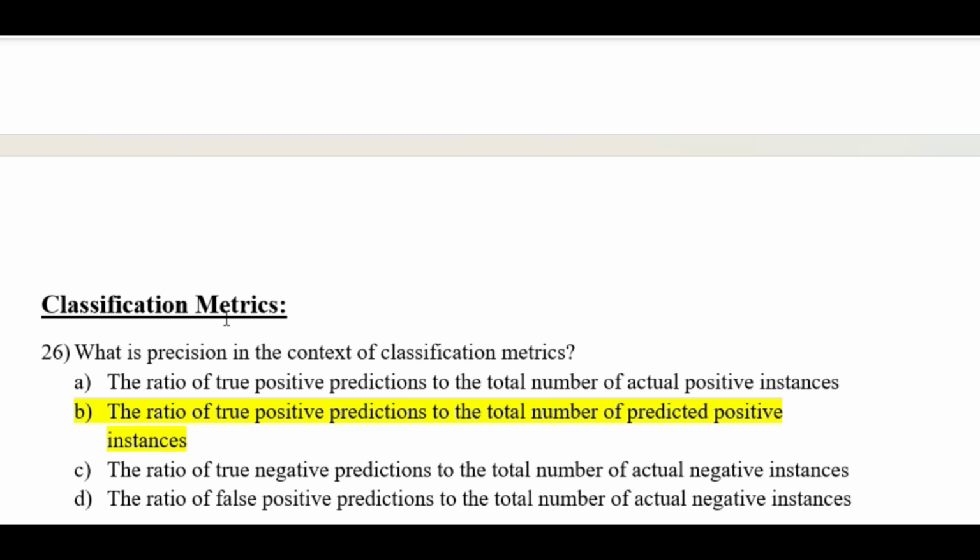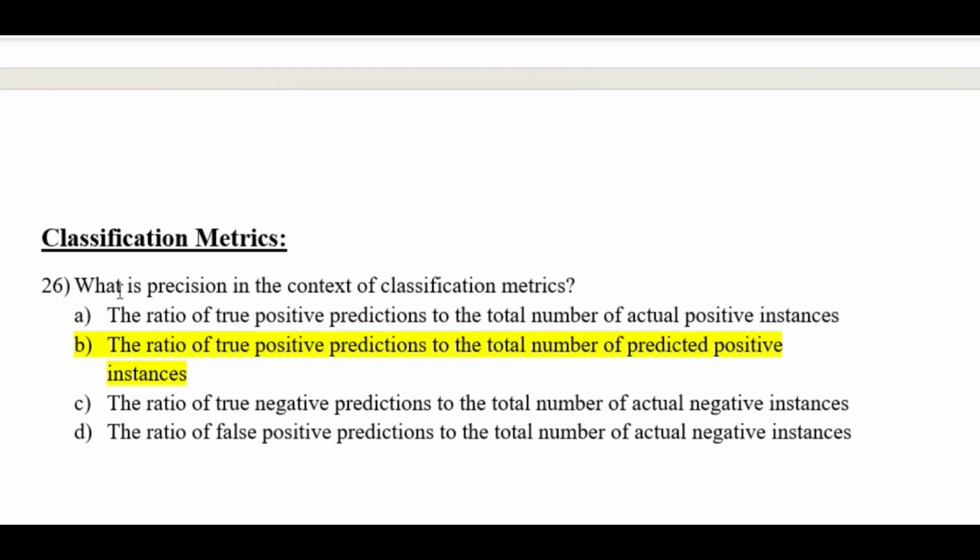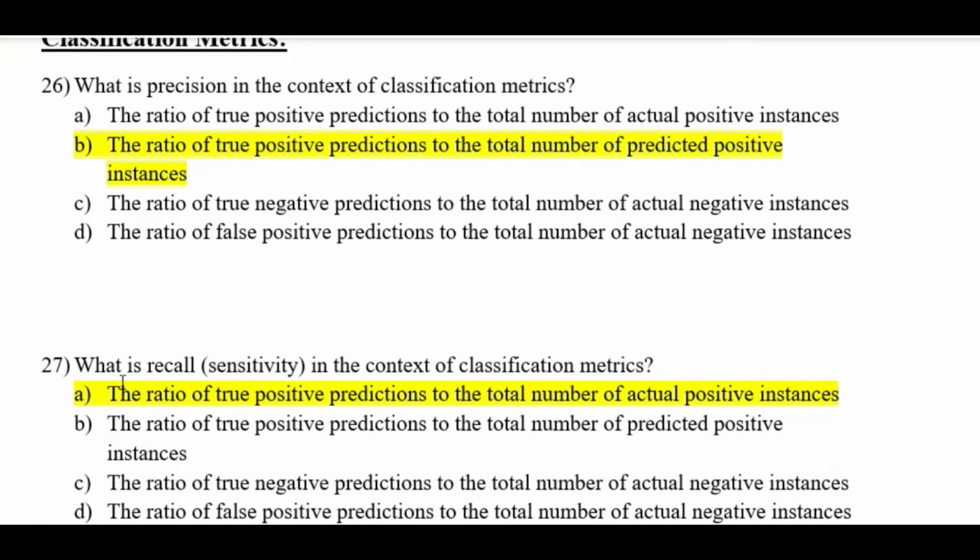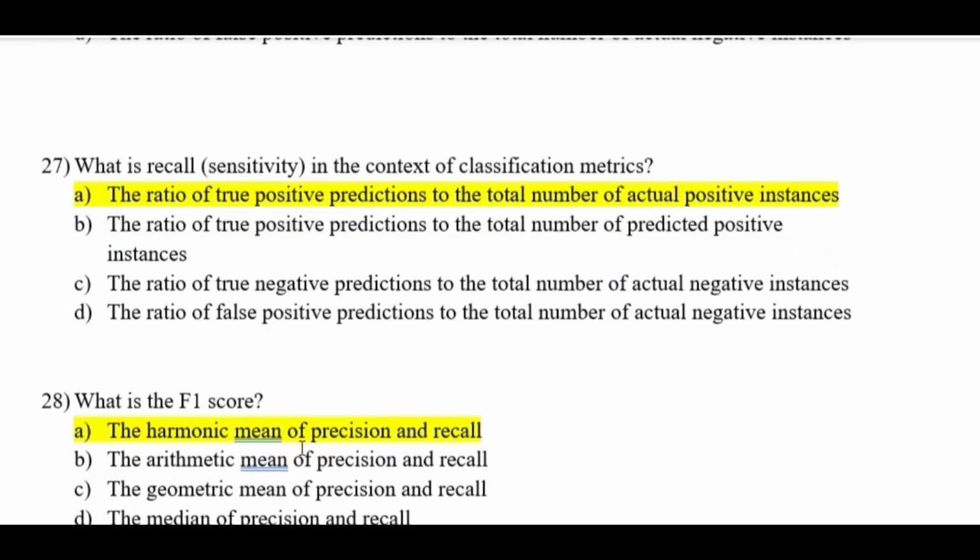Classification metrics. The questions are on the metrics. What is precision in the context of classification metrics? The ratio of true positive predictions to the total number of predicted positive instances. What is recall in the context of classification metrics? The ratio of true positive predictions to the total of actual positive instances. What is F1 score? The harmonic mean of precision and recall.